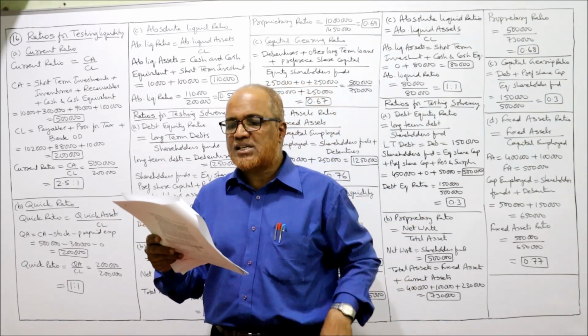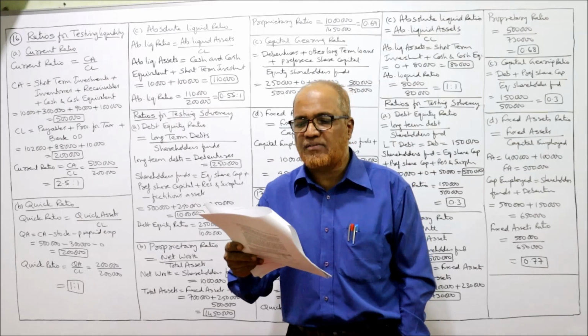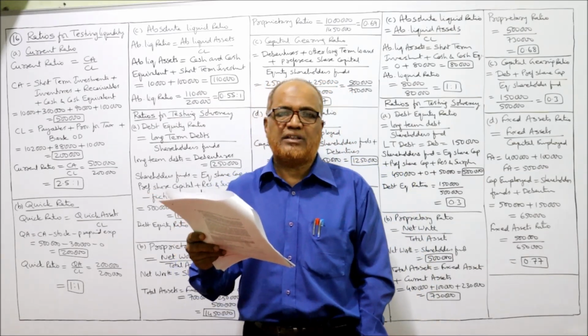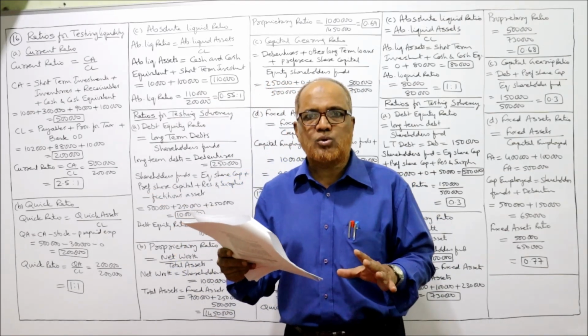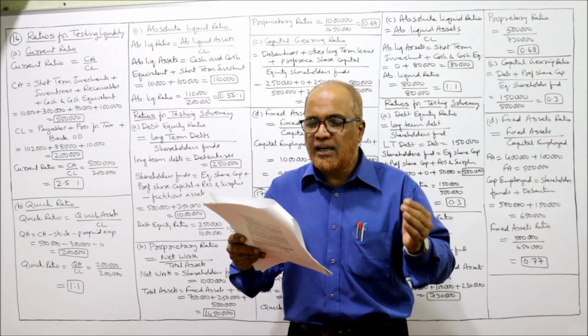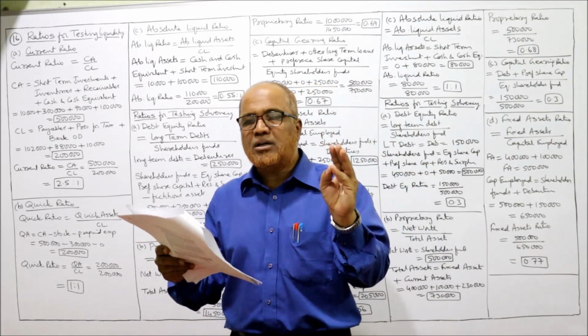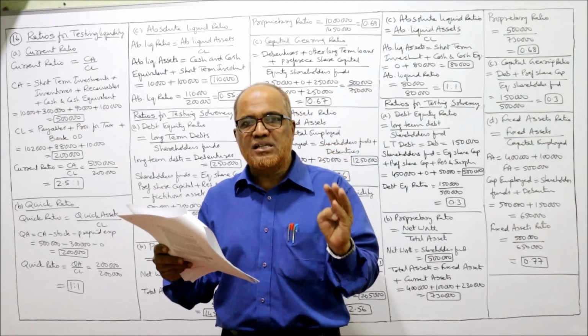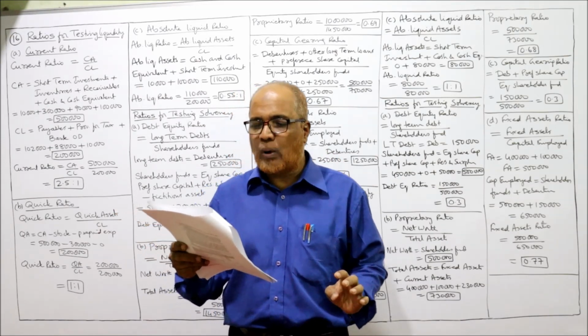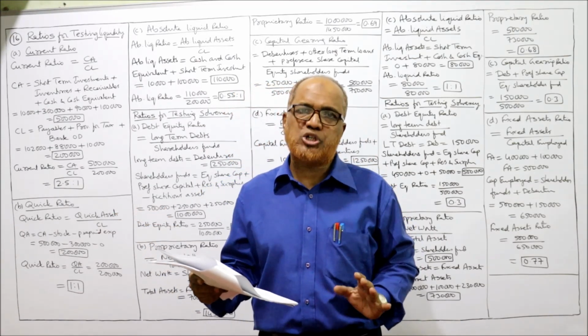And assets: fixed assets, tangible assets are given as 7 lakh, intangible assets 2,50,000. So both are fixed assets only, tangible and intangible. Then current assets are short-term investments, inventories, receivables, cash and cash equivalents. This is the complete balance sheet given.